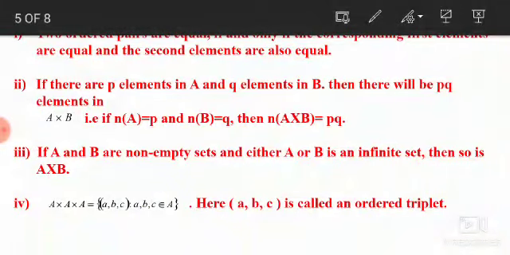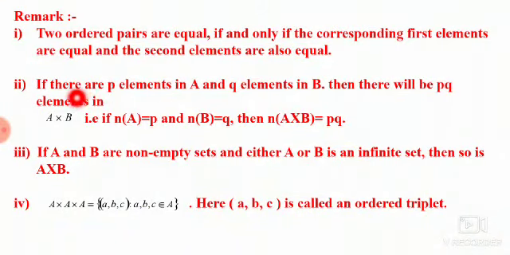If there are p elements in a set A and q elements in a set B, then there will be pq elements in A cross B. Dear students, n of A stands for the number of elements in the first set, which is p, and the number of elements in the second set is q. Then the number of elements in the Cartesian product of A and B is always equal to p into q.